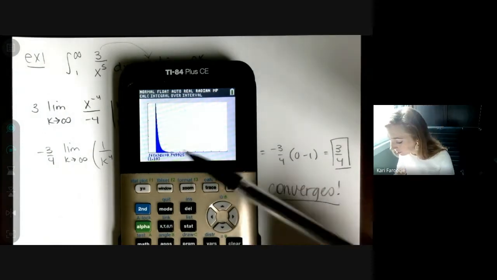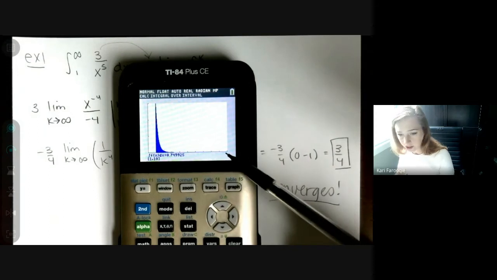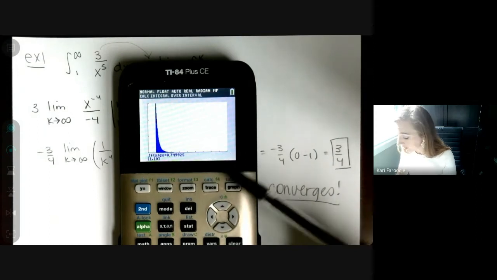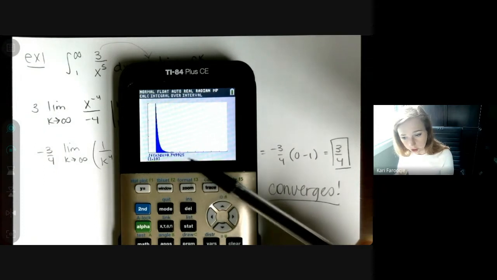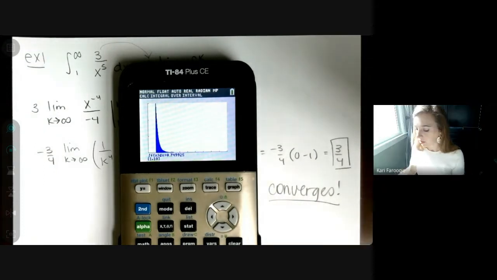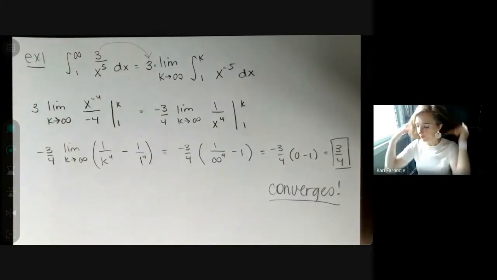But you can see now most of the area that occurs is happening here. Anything that gets added on at the end is going to be just like next to nothing. And you're going to see that this value will eventually converge to 0.75, which is 3/4. To give you an idea of what's happening there with the improper integral.